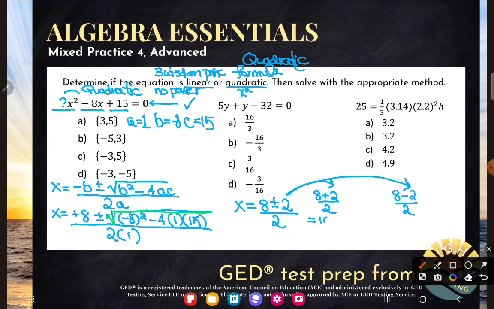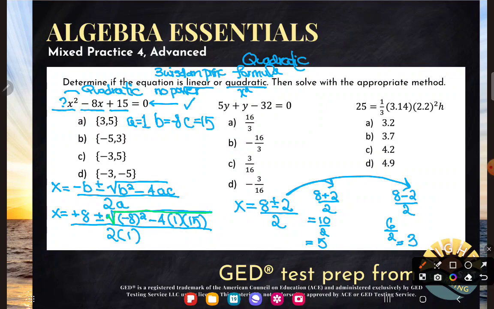So 8 plus 2 is 10, and if I divide that by 2, I just get 5. And 8 minus 2 is, oh, it's not 4. Woo! 8 minus 2 is 6, and if I divide that by 2, I just get 3. So 2 possible answers to this sucker. X is 5 and X is 3.